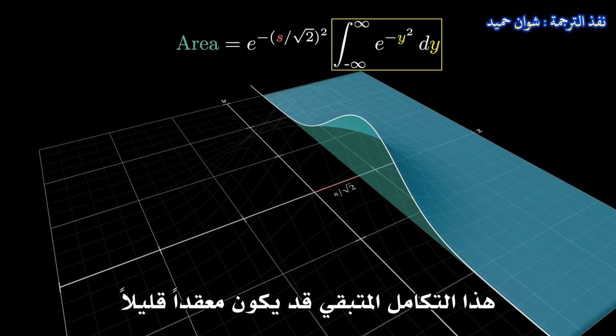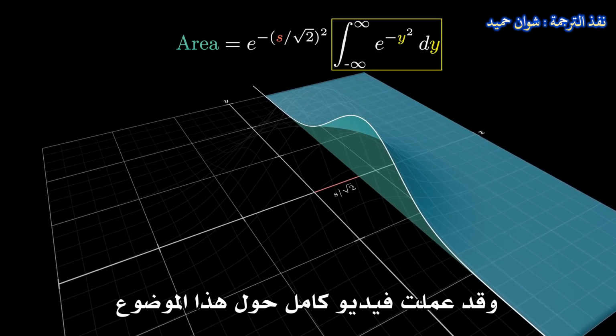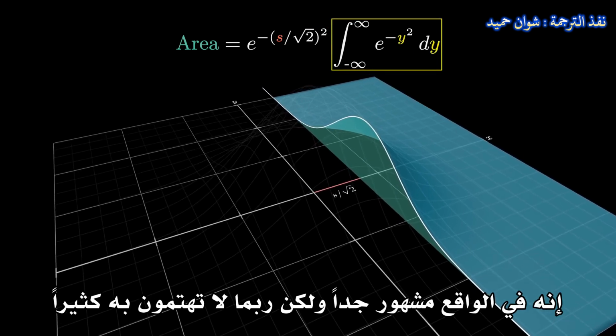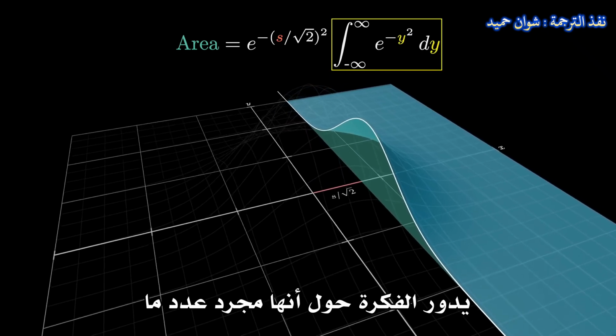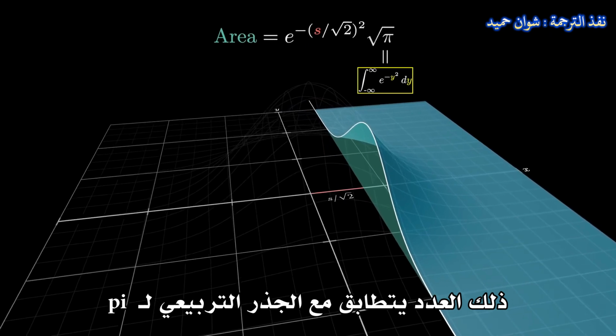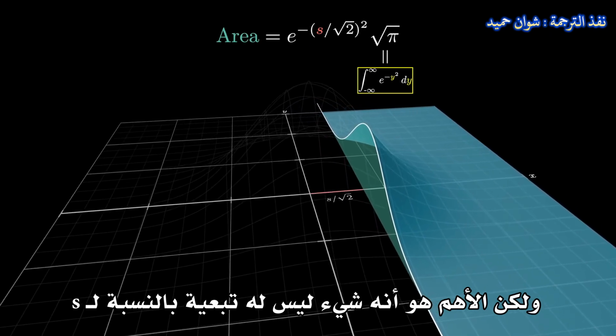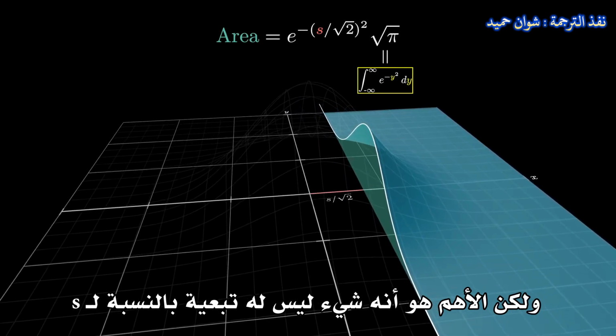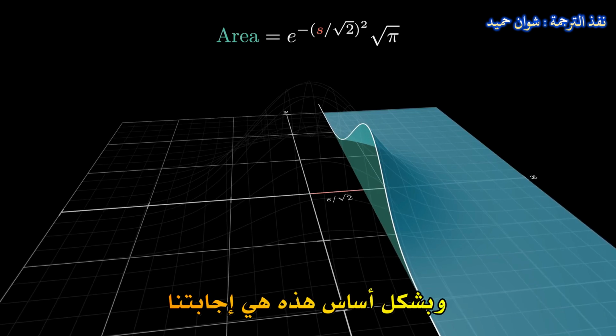This remaining integral is a little bit tricky. I did a whole video on it. It's actually quite famous. But you almost don't really care. The point is that it's just some number. That number happens to be the square root of pi, but what really matters is that it's something with no dependence on s. And essentially this is our answer.